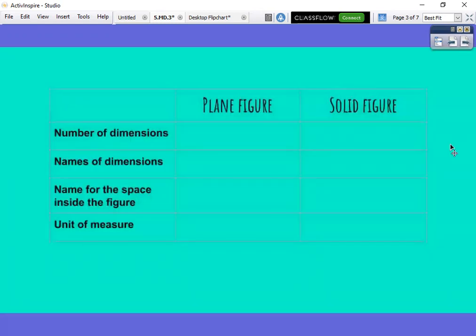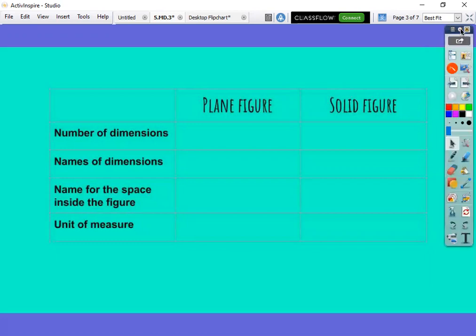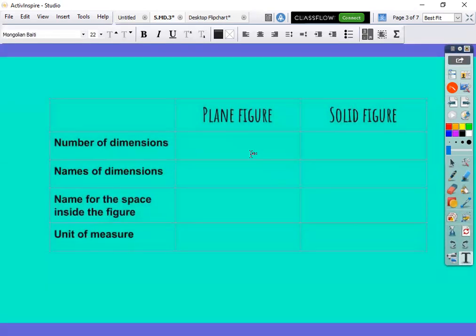When we talk about plane figures versus solid figures, they have some similarities, but they also have some differences. The first thing we're going to look at is the number of dimensions. Plane figures only have 2 dimensions, whereas a solid figure is going to have 3 dimensions.